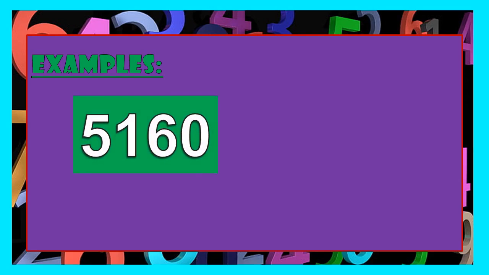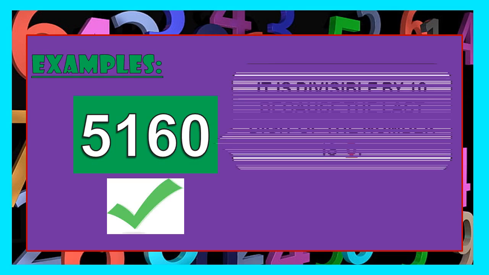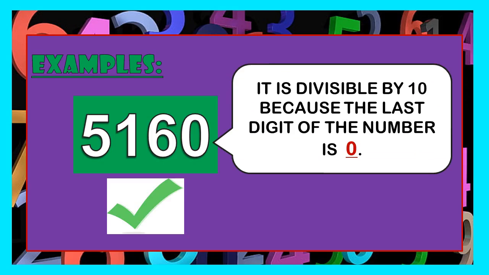So, example, 5,160. Divisible ba ito sa 10? Tama. Divisible siya sa 10 kasi yung number na 5,160 ay nagtatapos sa digit na 0. So, it is divisible by 10 because the last digit of the number is 0. So, nangangahulugan na yung 5,160 ay divisible sa 10.